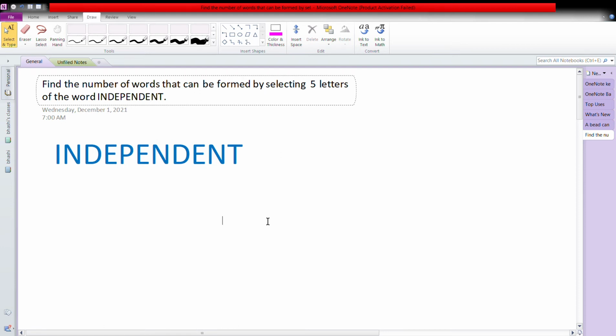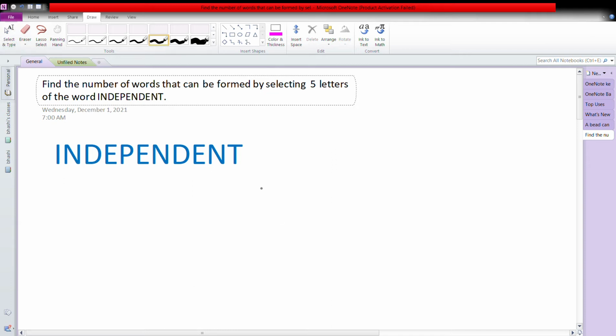So our question is that we have to find the number of words that can be formed by selecting 5 letters of the word INDEPENDENT. We have this word, and we have to select 5 letters from it and form new words, and tell how many words can be formed. There is no constraint in this question on whether repetition is allowed or not, so we'll go free.